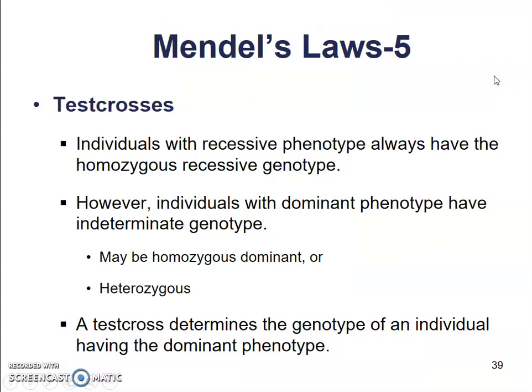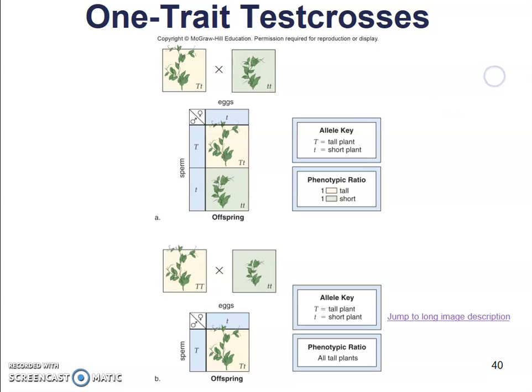Test crosses. Individuals with recessive phenotypes always have the homozygous recessive genotype. However, individuals with dominant phenotypes have an intermediate genotype. They can be homozygous dominant or heterozygous. A test cross determines the genotype of an individual having a dominant phenotype. So with that dominant trait being present, we don't know if they're homozygous dominant or heterozygous.